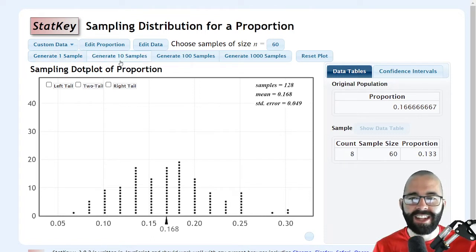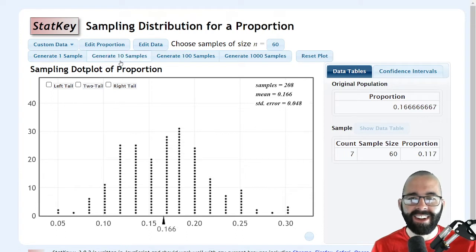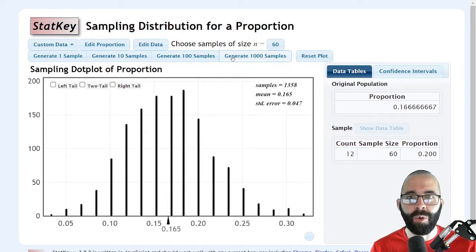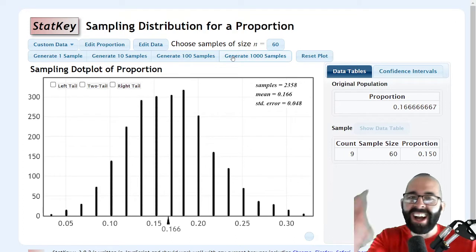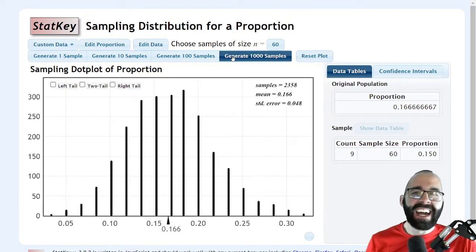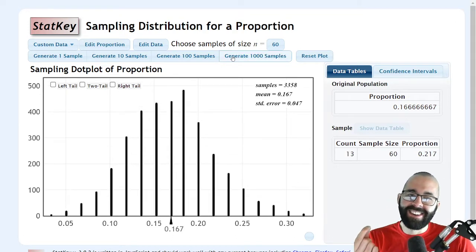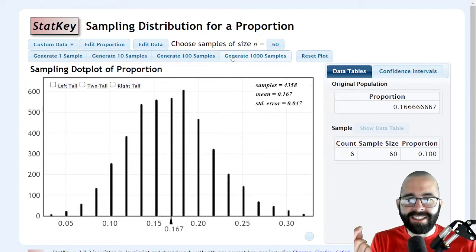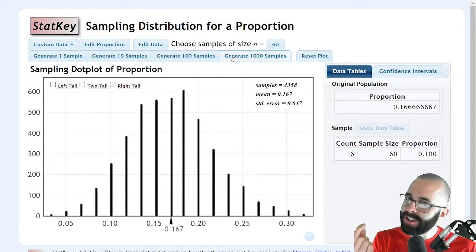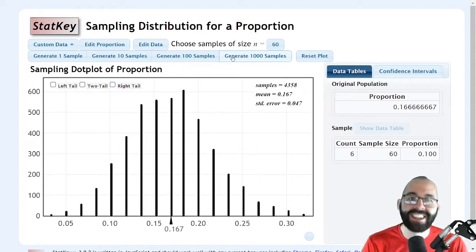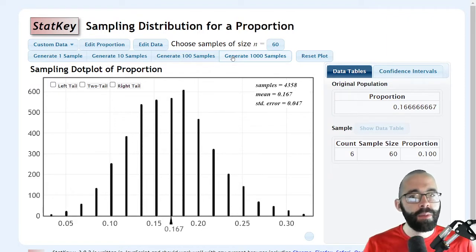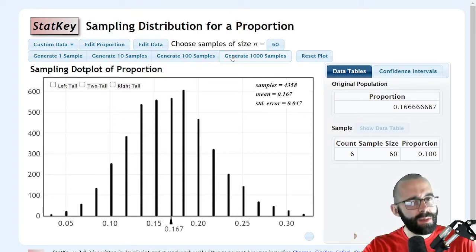Let's go faster. 10 at a time. What's happening? 100. Let's get 1,000 more. Oh, 1,000 more. I know what you're suspecting. You know what's going to happen. I think, hopefully, 1,000 more. Gee, Jason, this is kind of looking like a bell curve. This is kind of looking like a normal distribution. For proportions, it works pretty similarly to means.